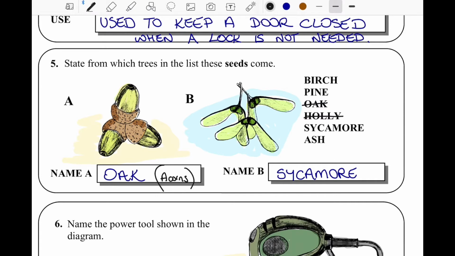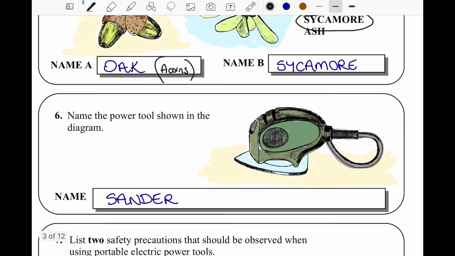We've already used that. Pine is a softwood, so if it's a softwood, it would have cones. None of them are cones. Okay, birch it could be, sycamore could be, or ash it could be. And then the one from that list is the sycamore. So I was minimizing the list down as much as I could. Okay, so sycamore.